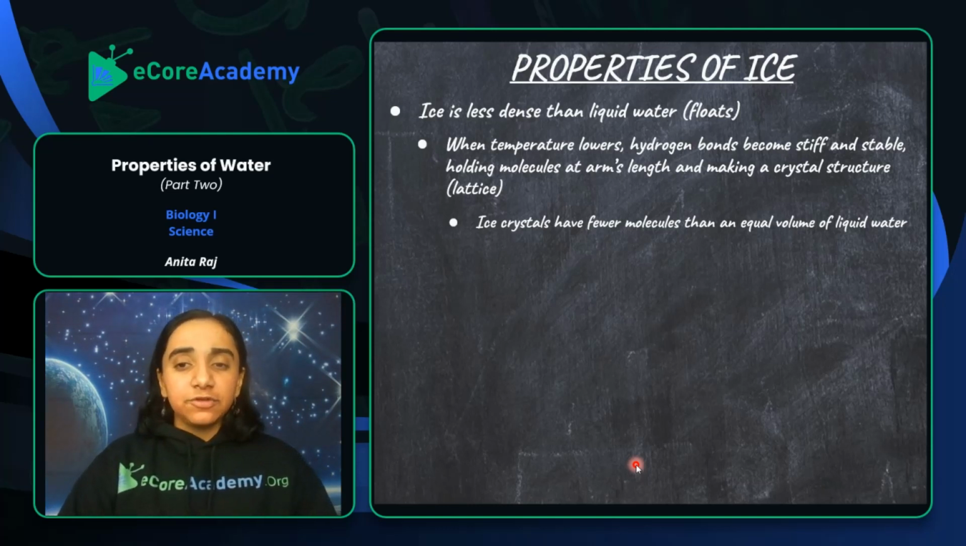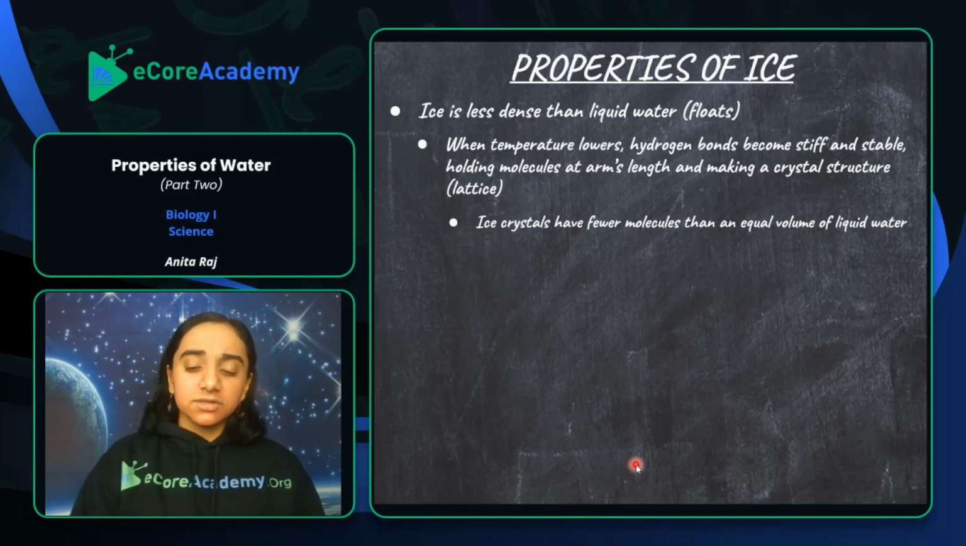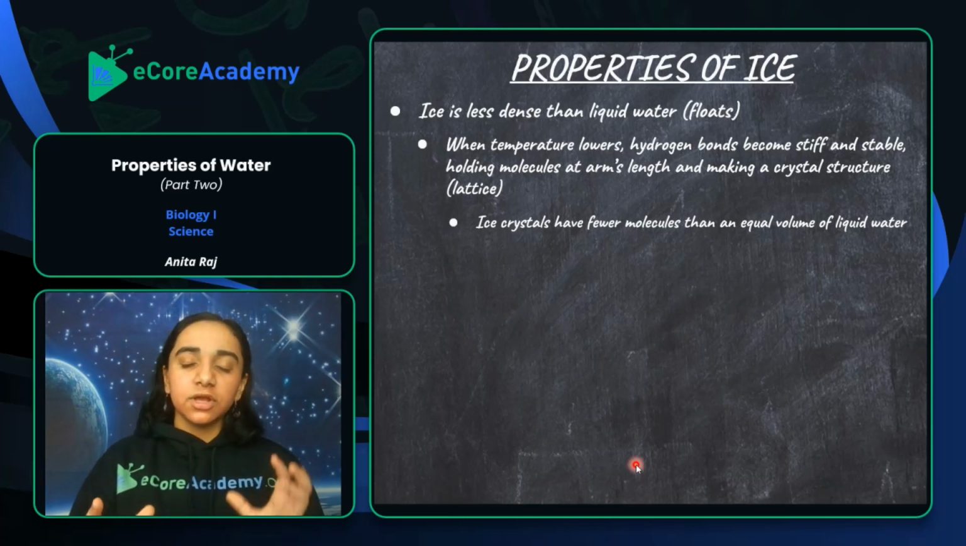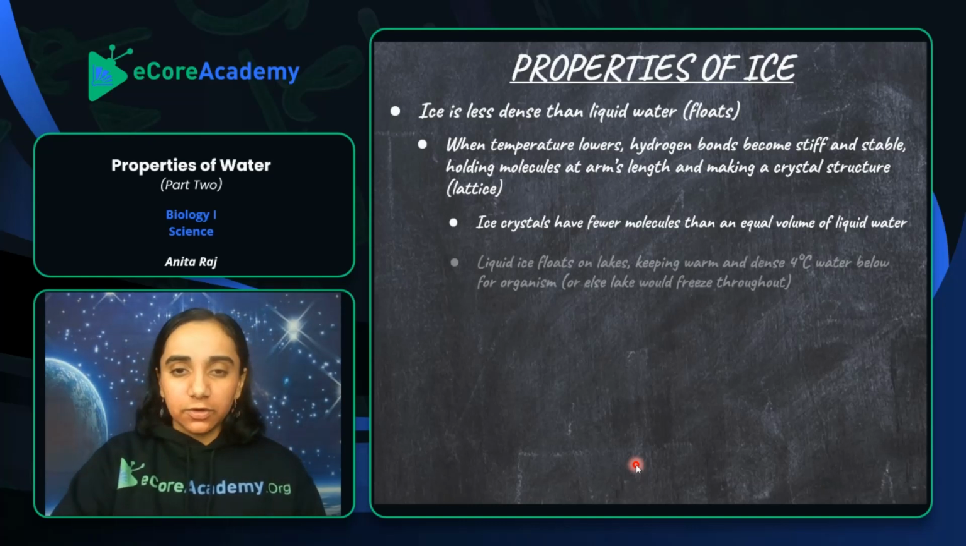So ice crystals have fewer molecules than an equal volume of water. If I had 1 liter of ice and 1 liter of water, what this pretty much means is that the 1 liter of water is going to have more water molecules than the 1 liter of ice. That's why, because the liquid water is more dense, because it has more water molecules, the ice is going to float on the liquid water.